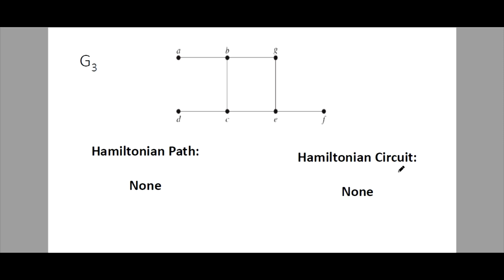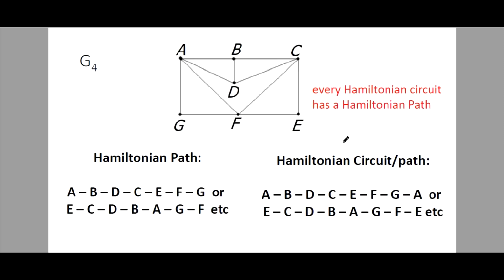Next, of course, we have no Hamiltonian path, and at the same time, we have no Hamiltonian circuit. You may pause the video if you want to try to find a Hamiltonian circuit in this particular graph. And the last graph, we have this. These are some of our answers for Hamiltonian path. So let's try A to B to D, C, E, F, G. In order for this to become a circuit, we'll go back to A.